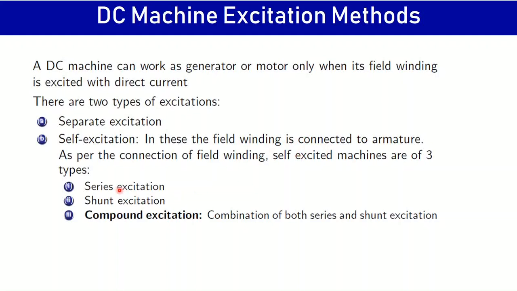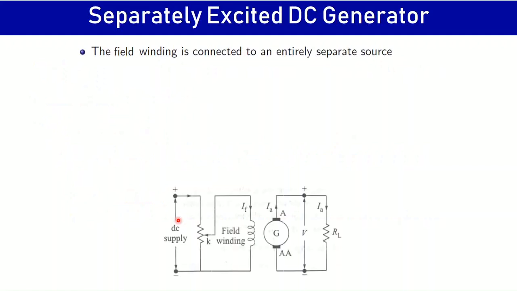If you connect them in series, then the excitation is called series excitation and the machine is known as a series machine. If you connect them in parallel, then the excitation is called a shunt excitation and the machine is known as a shunt machine. A compound excitation is a combination of series and shunt excitation. So in a separately excited DC generator, what we do is the field winding is directly connected to a DC supply which is separately available, and you give mechanical power to the armature and you obtain a voltage which is now fed to the load.